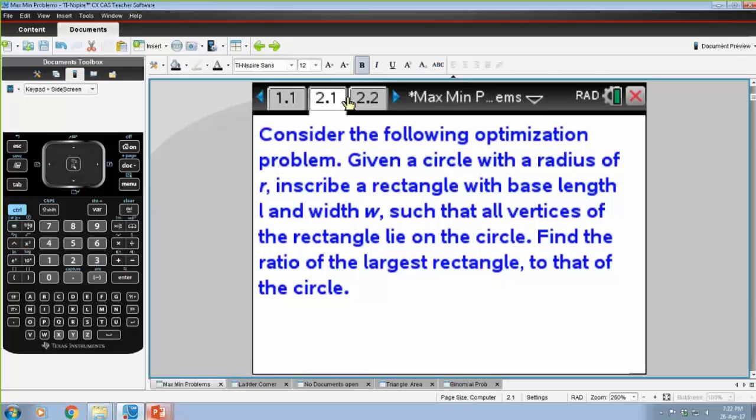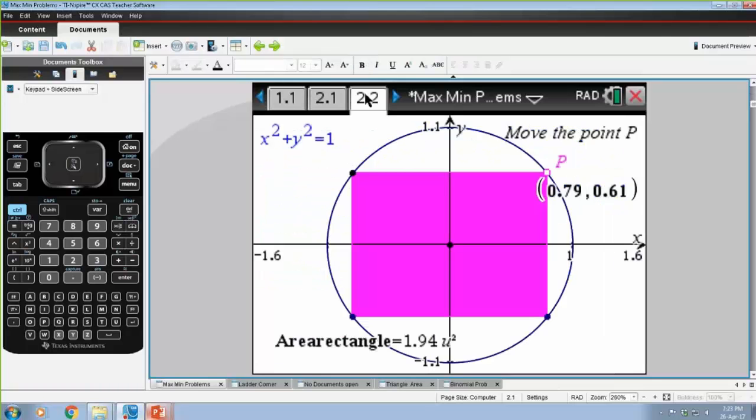So if we think of some other questions here, if we've got a circle of radius r and we want to inscribe a rectangle in it, and then we want to find the ratio of the largest rectangle to that of the circle. I've completed all these, and all these files will be available. There's lots of problems here. You could distribute these files, not finished, and get the students to do the data capture for that stage, and then they can see the graph and store it themselves.